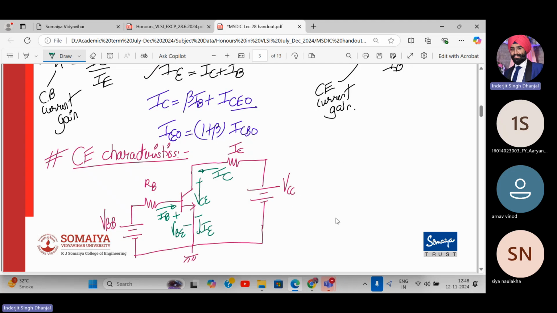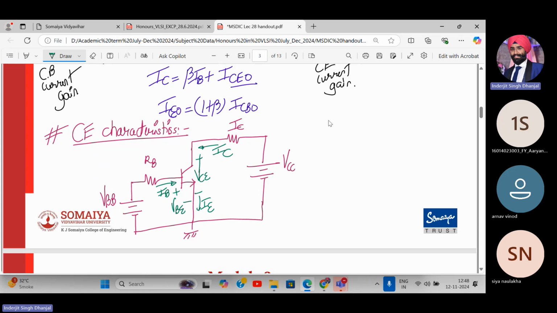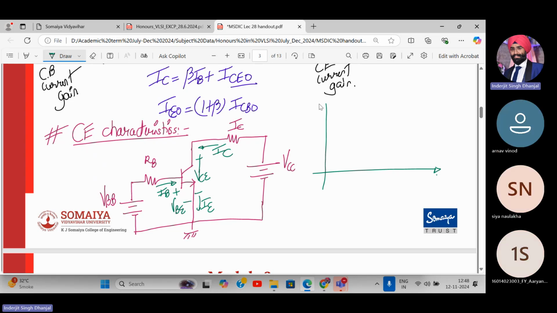So how will be my input characteristics of the device? The input characteristics of the device, which we have seen earlier, are IB versus VBE at different values of a constant called VCE. So this is how the characteristics will be.